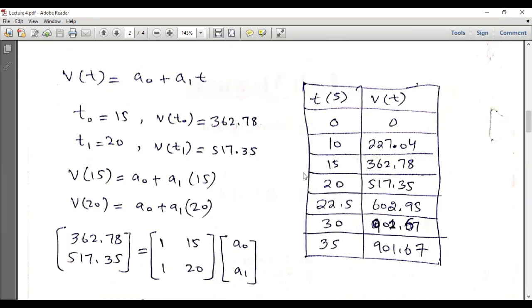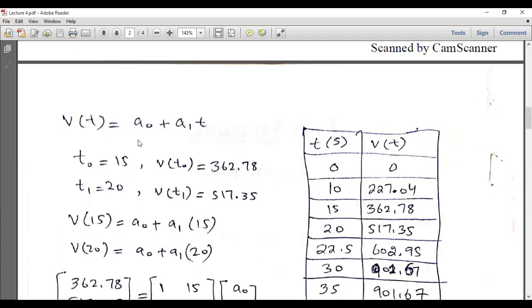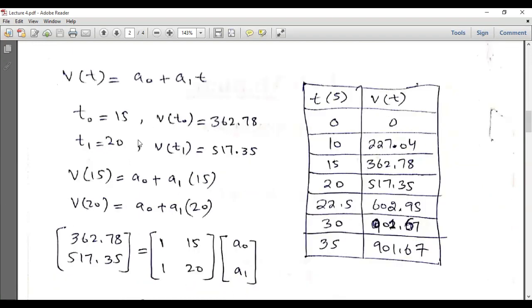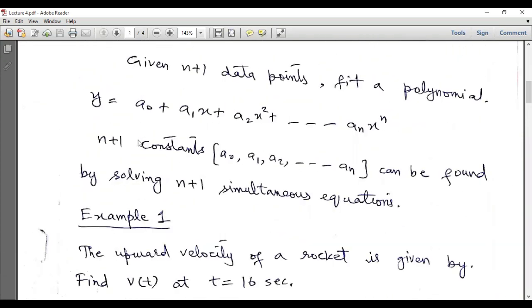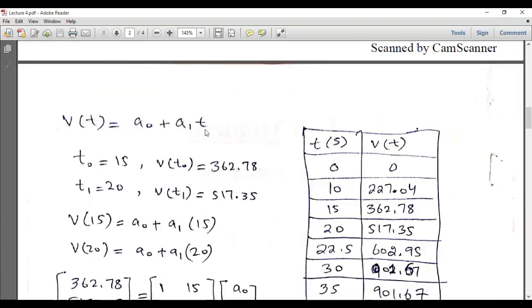So in this direct method, we have to use a first order polynomial, or we have to do first order polynomial approximation. So if we are going to use first order polynomial approximation, then all these higher order terms will be neglected, and we will only be using the first two terms, a naught plus a1x.